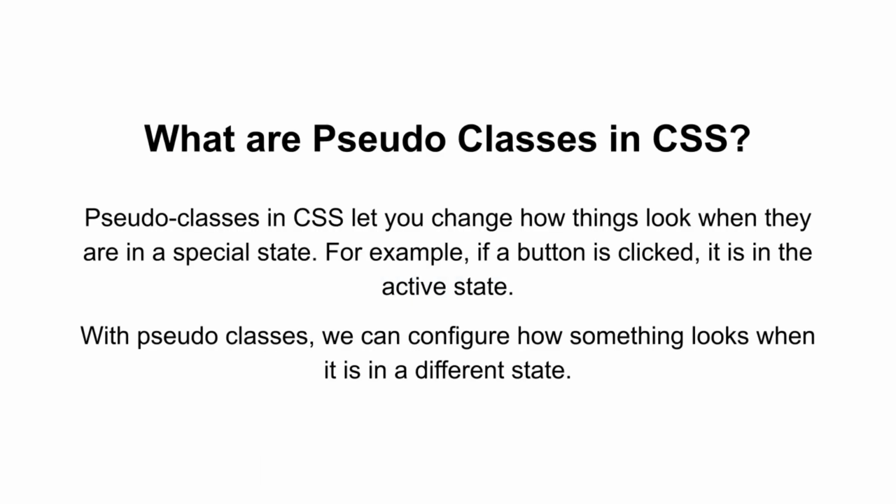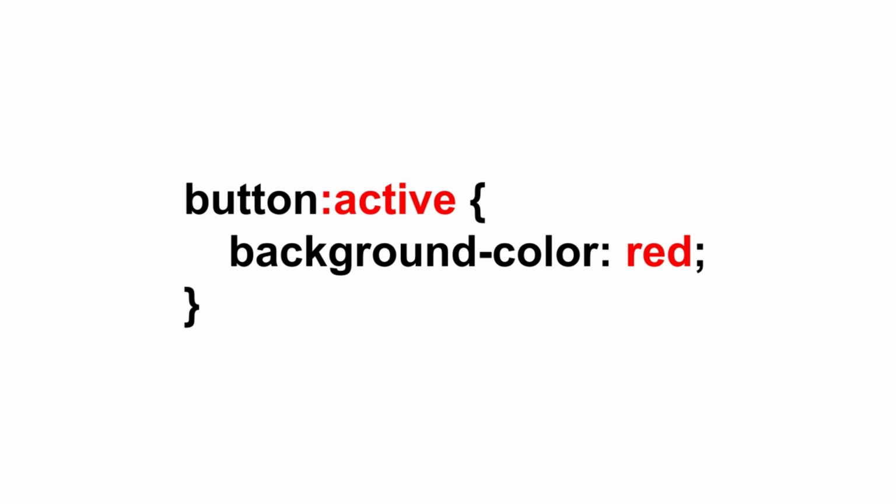So what are pseudo classes in CSS? Have you ever wanted to make your HTML element look a certain way only when it is in a specific state, like when it is activated? You can with pseudo classes. Pseudo classes in CSS let you change how things look when they are in a special state. For example, if a button is clicked, it is in the active state. With pseudo classes, we can configure how something looks when it is in a different state.